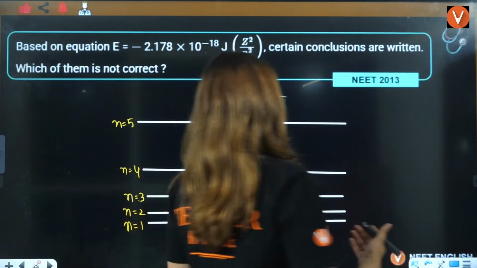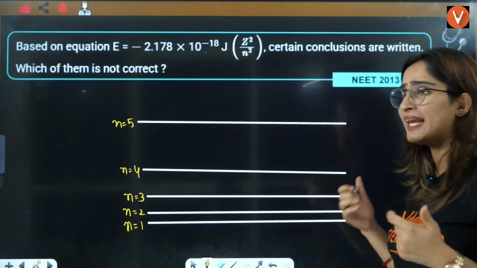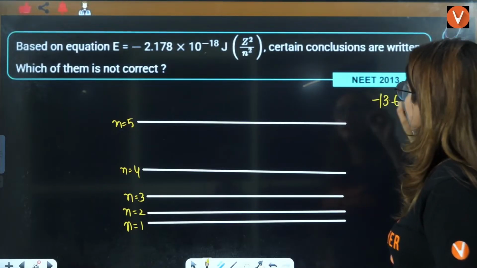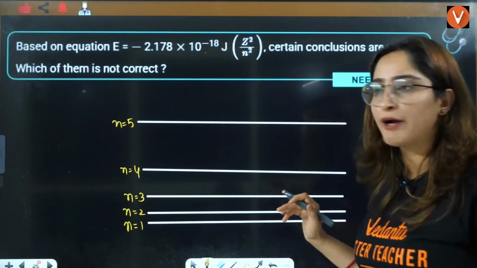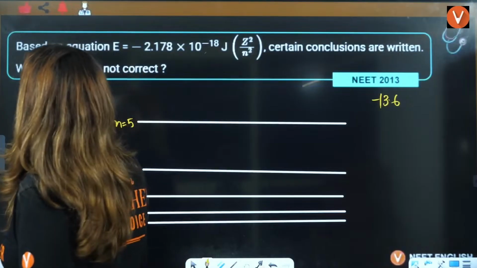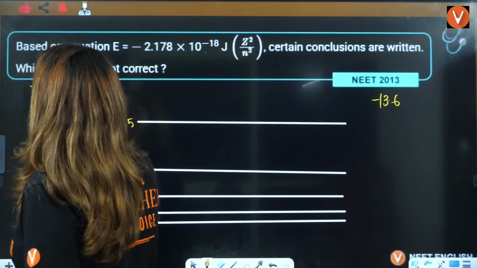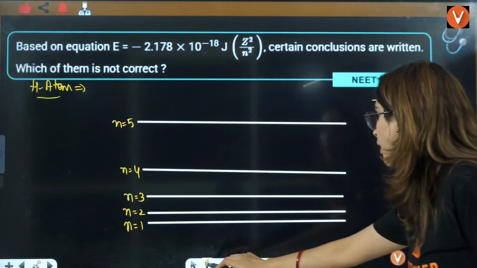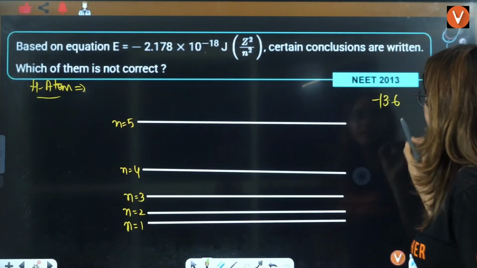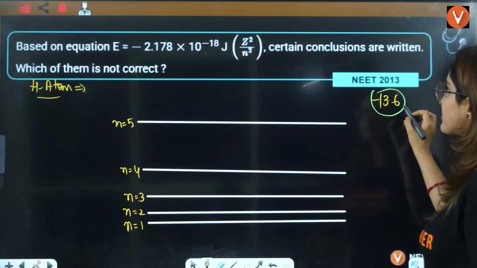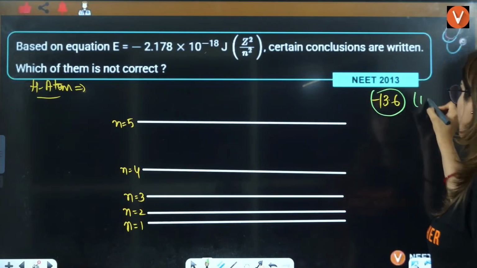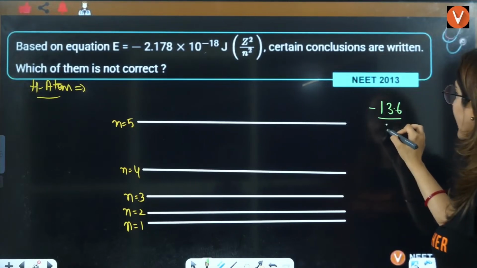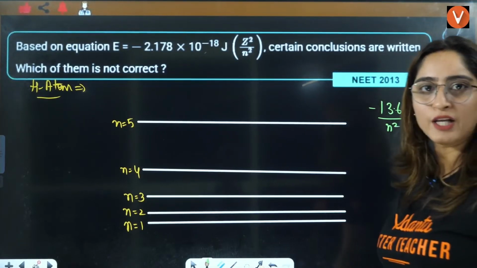So if I talk about, let's say, electron volt, it is minus 13.6, if I am talking only about the hydrogen atom. I am making some conclusions here. Only if you talk about the hydrogen atom, what you will see here is minus 13.6, Z is 1. For hydrogen atom, Z is 1. So it will be minus 13.6 by n square that is going to be the value of energy.